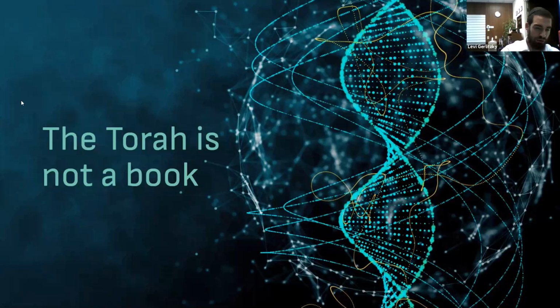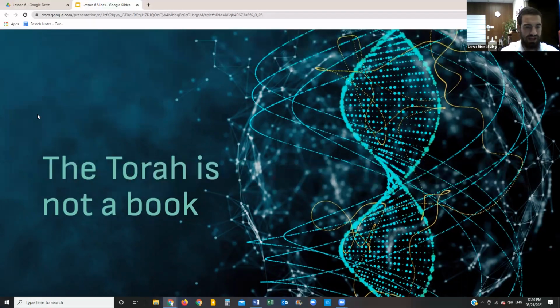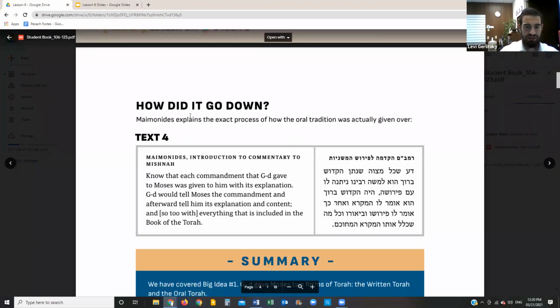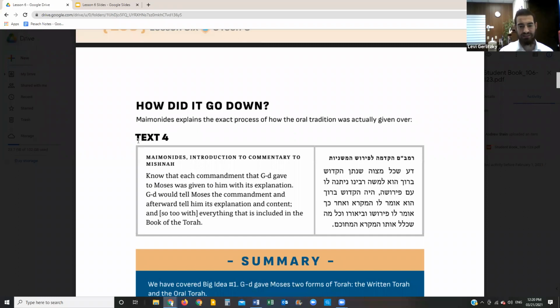So that would be the oral Torah, the part of the Torah that's there to explain the small coded message of the DNA or of the statements that we had before. Let's read just the next source over here from Maimonides, which explains this same concept. And Caroline, if you'd like to read, how did it go down? And then text 4. How did it go down?